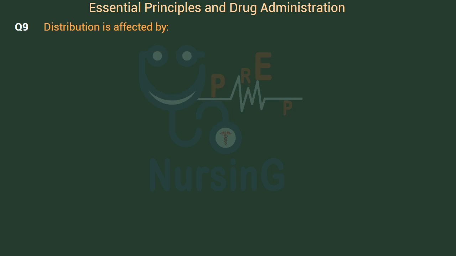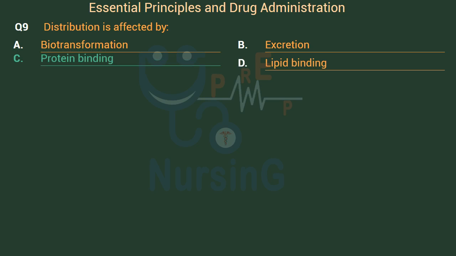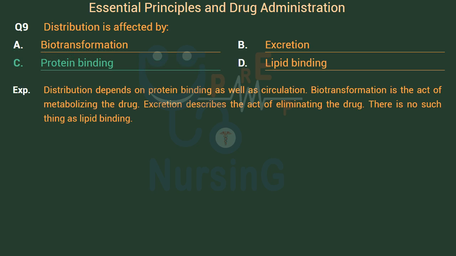Distribution is affected by: Option A. Biotransformation. Option B. Excretion. Option C. Protein binding. Option D. Lipid binding. Right answer is Option C. Protein binding. Distribution depends on protein binding as well as circulation. Biotransformation is the act of metabolizing the drug. Excretion describes the act of eliminating the drug. There is no such thing as lipid binding.